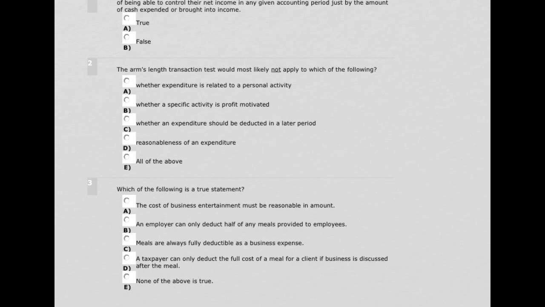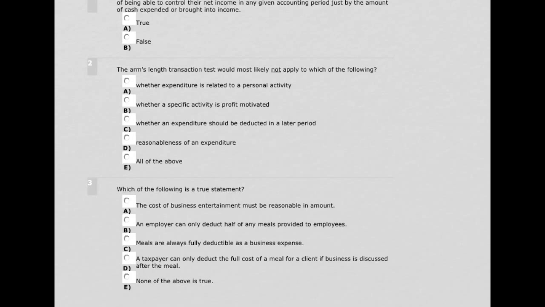B, is it profit motivated? Again, same concept. Am I paying it for the purposes of an ordinary and necessary deduction of a business, or is there another motivation? And arm's length related party rules would dictate whether that's true or not. D, reasonableness. I think we would all agree from in-class discussion that if we're paying a related party, a family member, whether it is reasonable or not is difficult to say and requires a lot of tests, which is the arm's length transaction test, to see whether it's a fair salary or not. And so therefore related party rules or arm's length transaction tests apply to D.